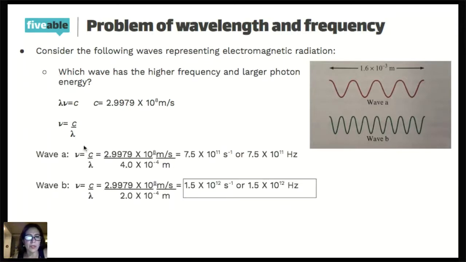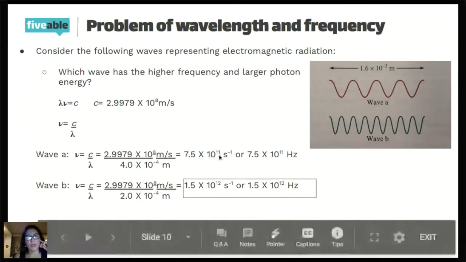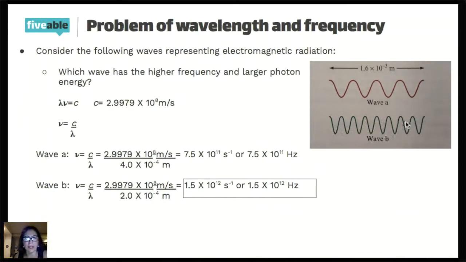We substitute the values that we had, the 4 times 10 to the negative 4 and the 2 times 10 to the negative 4 for every wave. So the one that has the greater frequency, as we see on the diagram, is the green wave, and now we have the value of that frequency: 1.5 times 10 to the 12 seconds to the negative 1, or hertz. That's what hertz means.